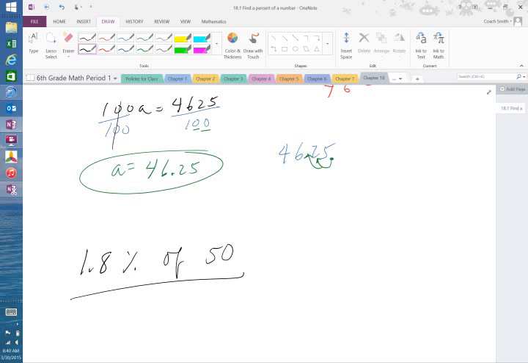Okay, all you've got to do is just use the X as your missing variable. So it'd be X divided by 50 equal 1.8 over 100 divided by 100. Go down to the bottom. There you go.